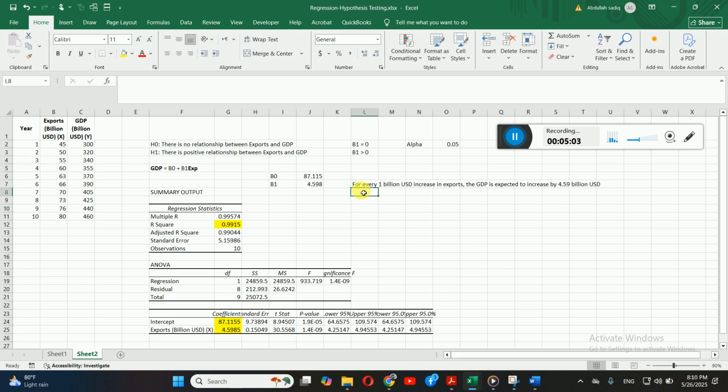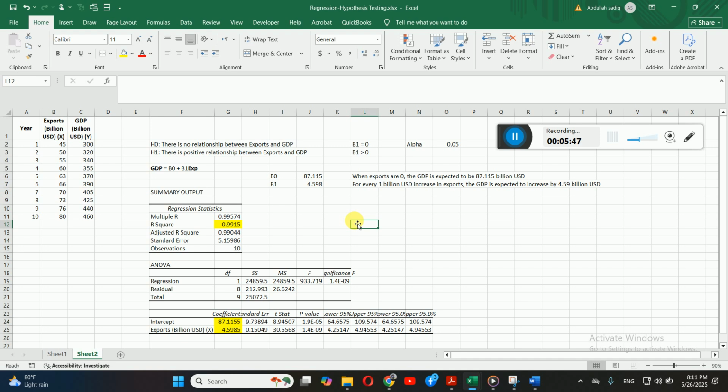For every billion USD increase in exports, the GDP is expected to increase by 4.59 billion USD, dear students. This is very simple. Now what is the interpretation of the intercept, which is beta naught, 87.11? When exports are zero, the GDP is expected to be 87.115 billion USD, dear students.